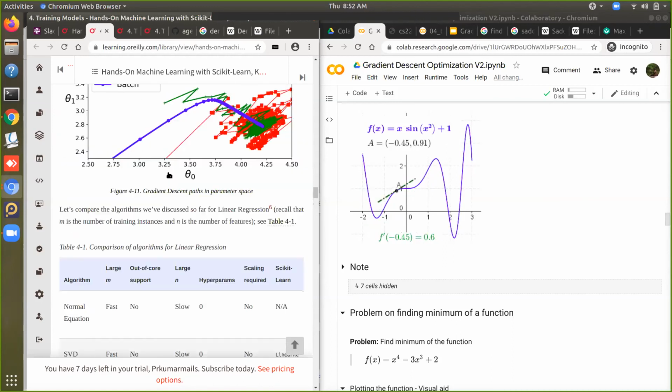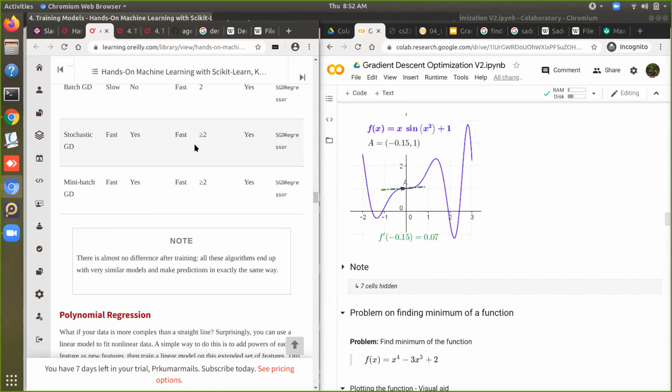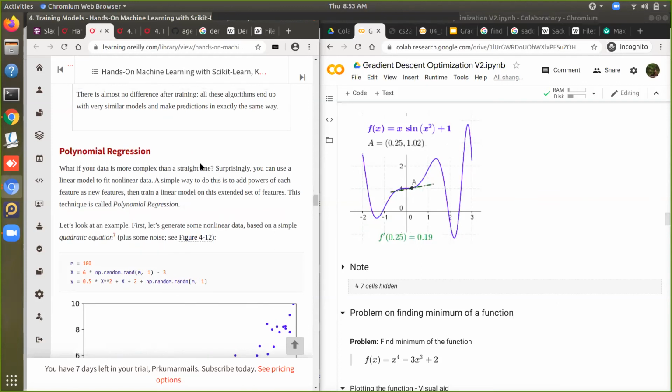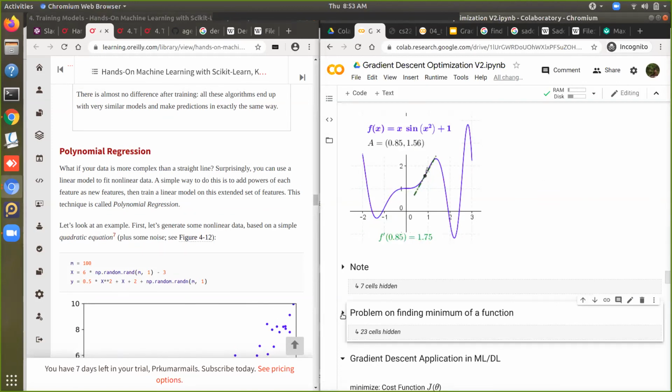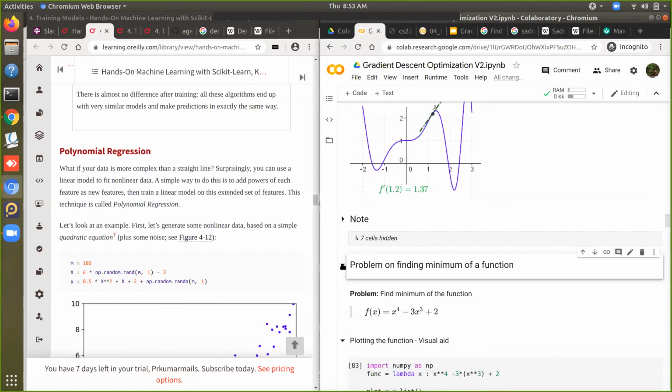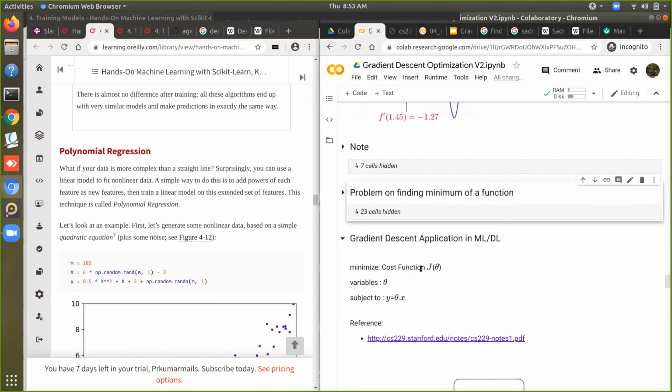So far we have seen gradient descent. In gradient descent, it's a way to find the optimal parameter theta. Okay, then we will see polynomial regression.